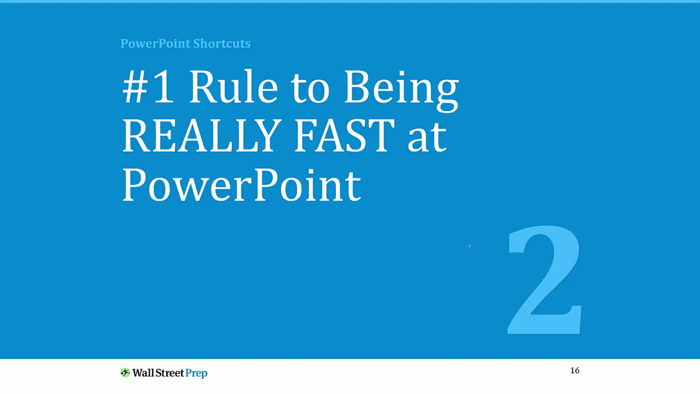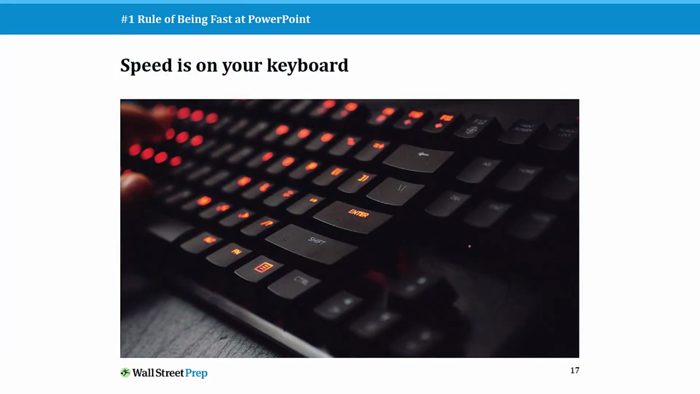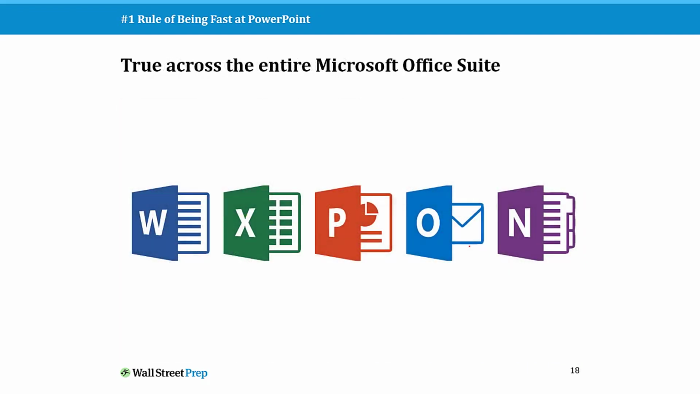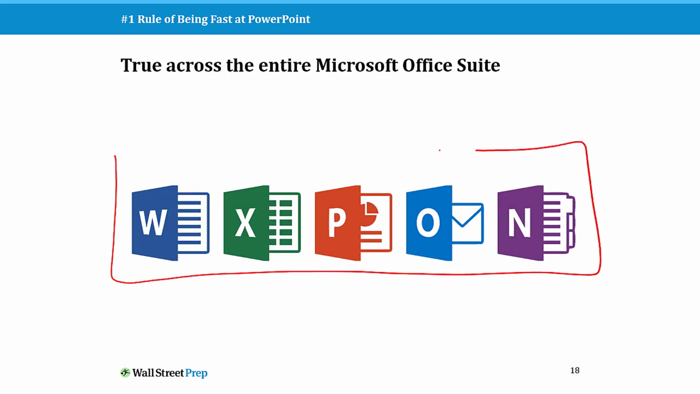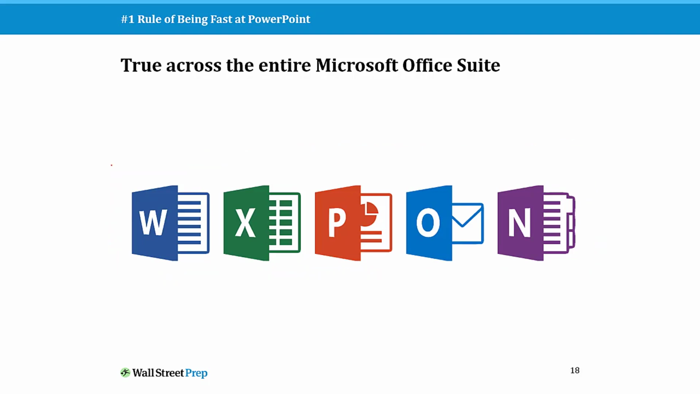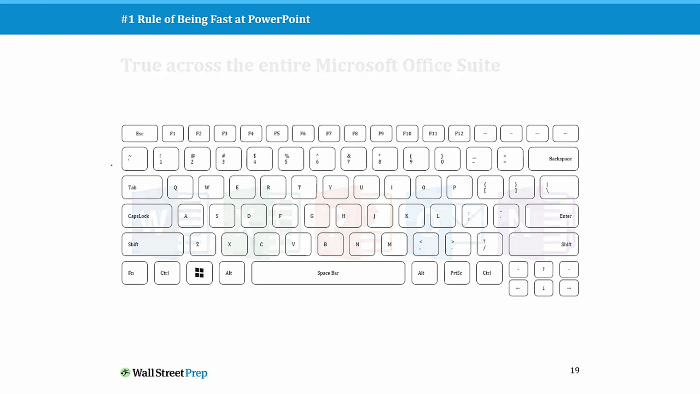And just so that we're super clear, the number one rule to being really fast at PowerPoint is that speed is on your keyboard. You really, really want to use your keyboard for just about anything and everything you do inside of Microsoft PowerPoint. And this is actually true across the entire Microsoft Office suite. So Word, Excel, PowerPoint, Outlook, OneNote, whatever you're doing, the more you can accomplish on your keyboard, the more time you're going to save and the sooner you can get onto higher priority tasks.